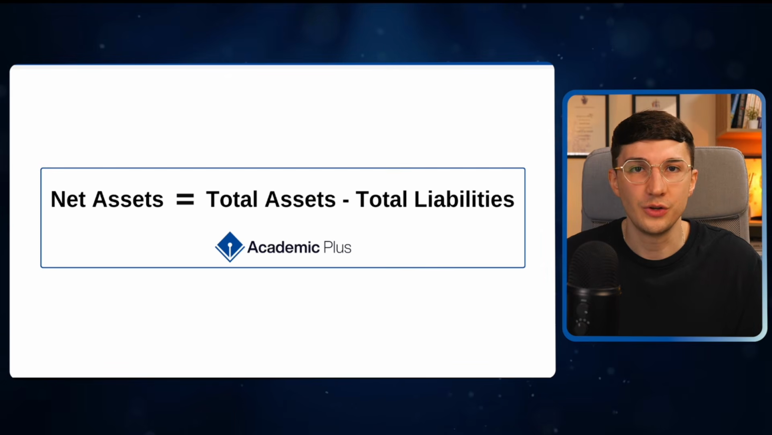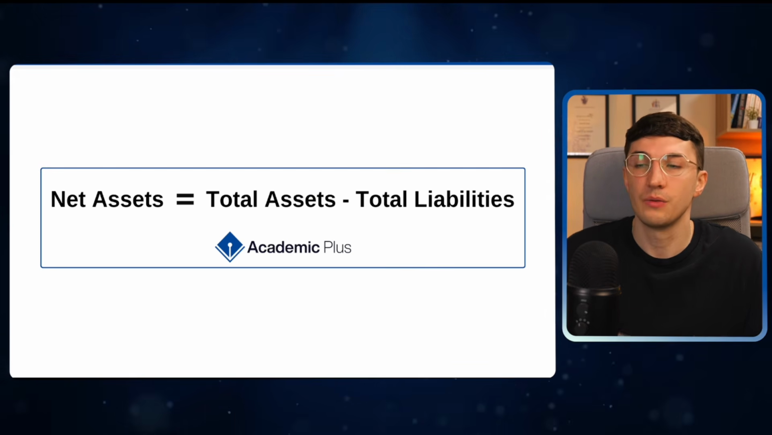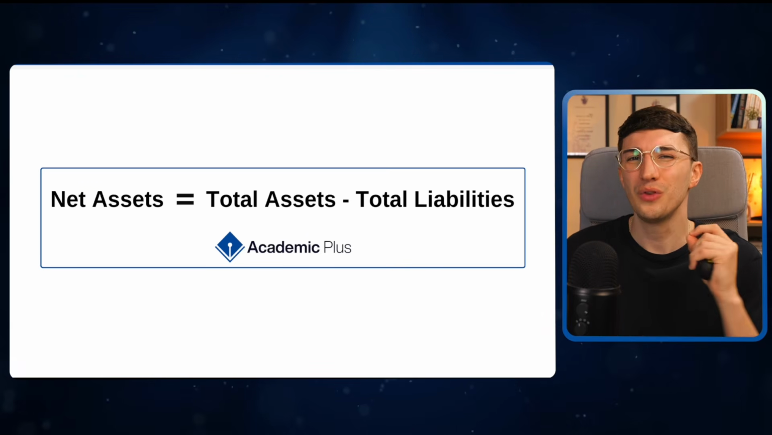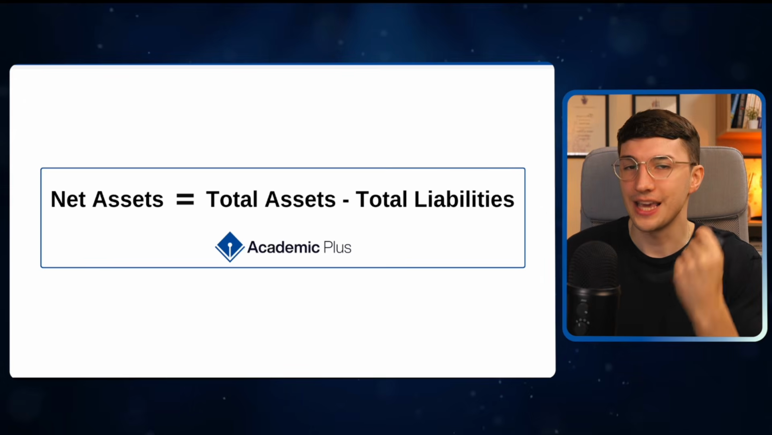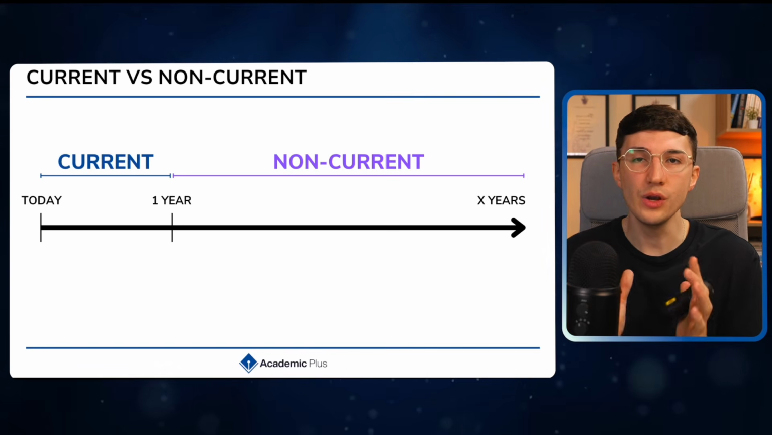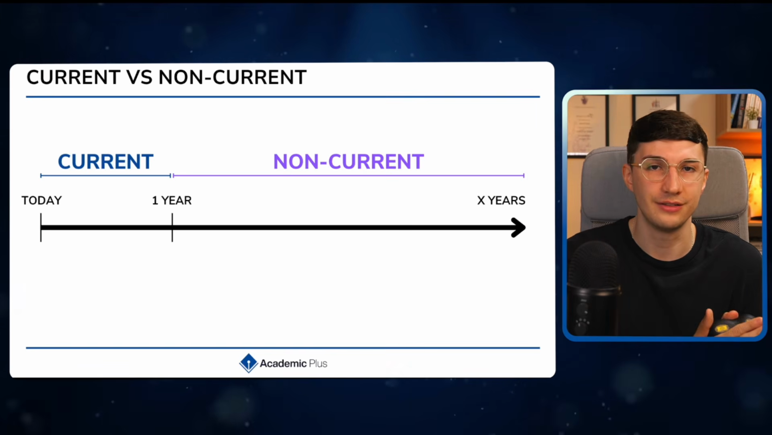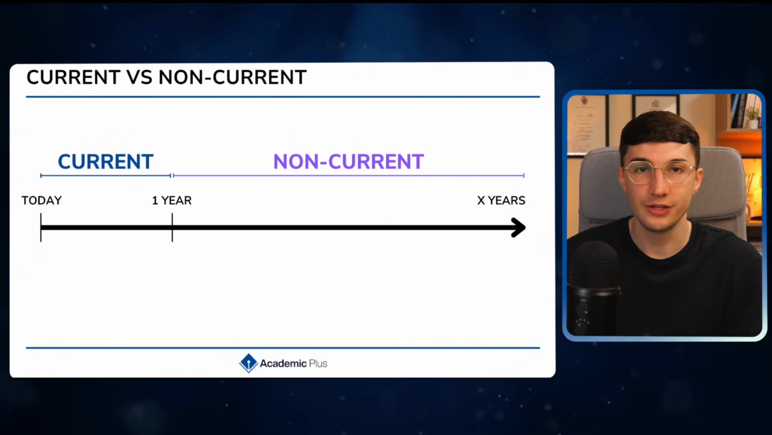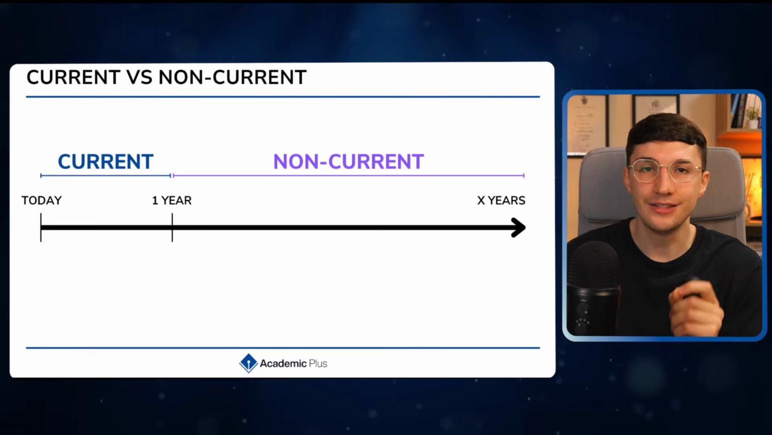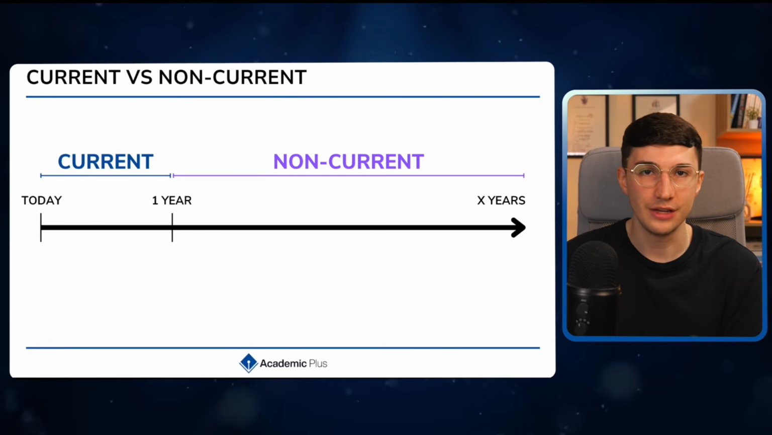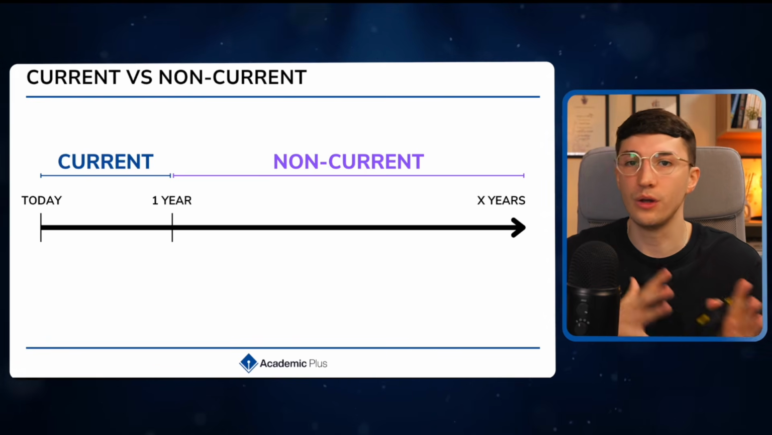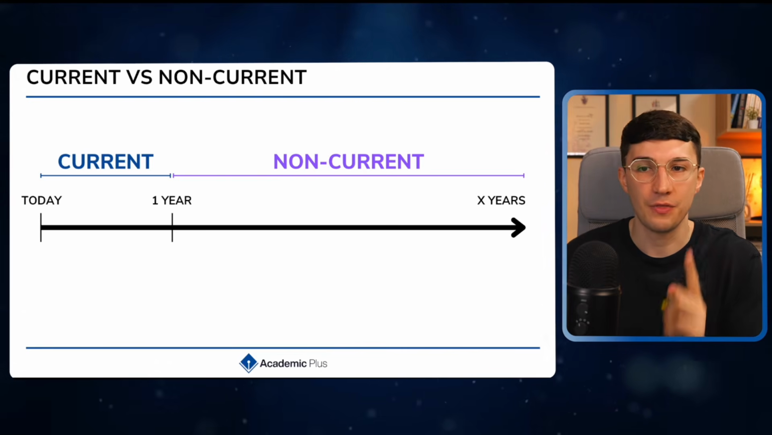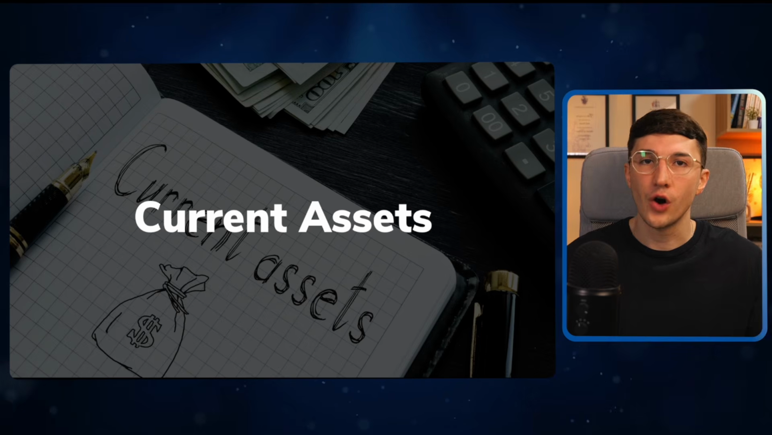And another formula that you need to know is our net assets. And that's just equal to your total assets minus your total liabilities, which is also equal to equity. Keep that in mind for later on. And when we look at our assets versus liabilities, these can be broken down even further into current and non-current. An easy way to remember the difference between these two: current is within 12 months, non-current is after 12 months. Keep that in mind.